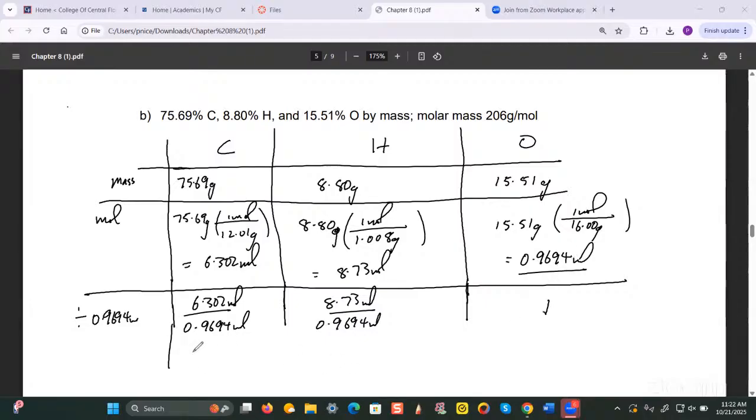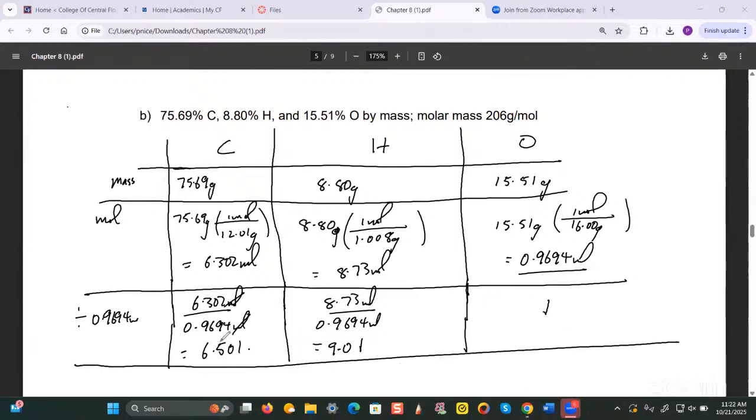So let's work out what the other two will give. Starting with the carbon, 6.302 divided by 0.9694. And according to my calculation, this gives 6.501, no units because the mole values will cancel out. And then for the hydrogen, 8.73 divided by 0.9694. And according to my calculation, this works out to be equal to 9.01.